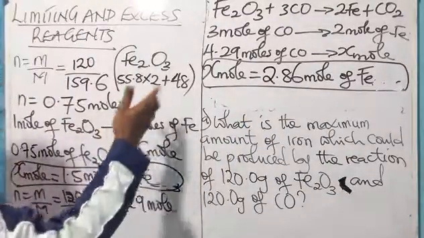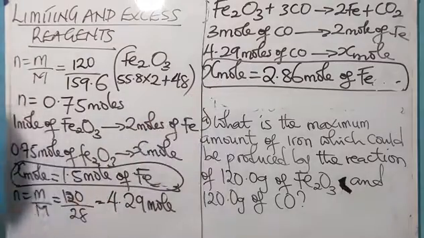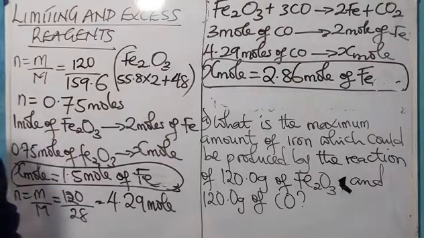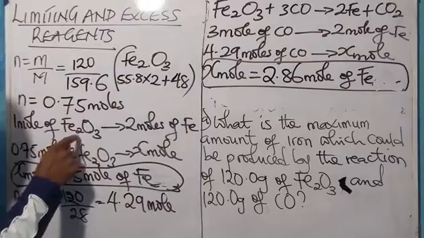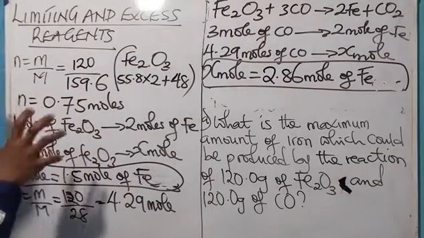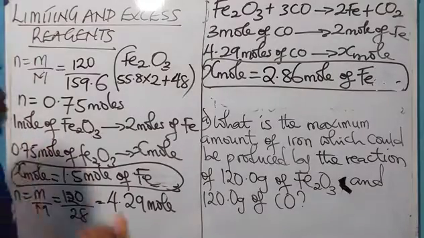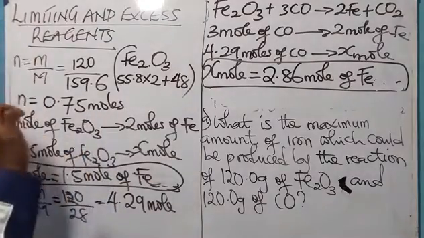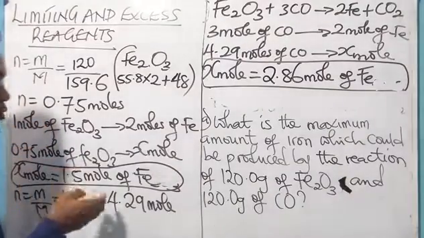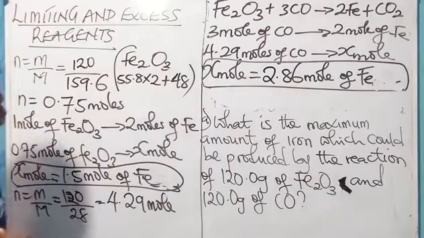From what we have done so far, which of them is the limiting reagent? Which of them produced the smaller amount of iron? The answer is Fe2O3. It therefore means that the limiting reagent in this reaction is iron(III) oxide, because it produced the smallest amount of iron. Hope that is understood.